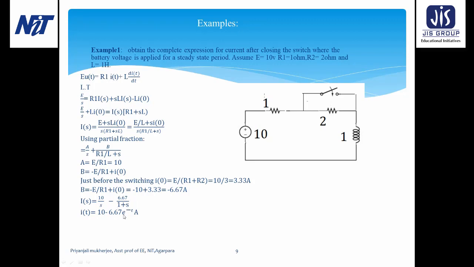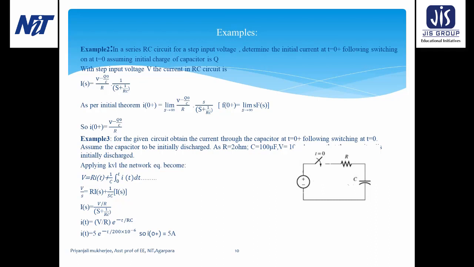The inverse Laplace of 1 by (1 plus S) is equal to e to the power minus t. So the overall current expression is 10 minus 6.67 into e to the power minus t ampere. Let us take another example.